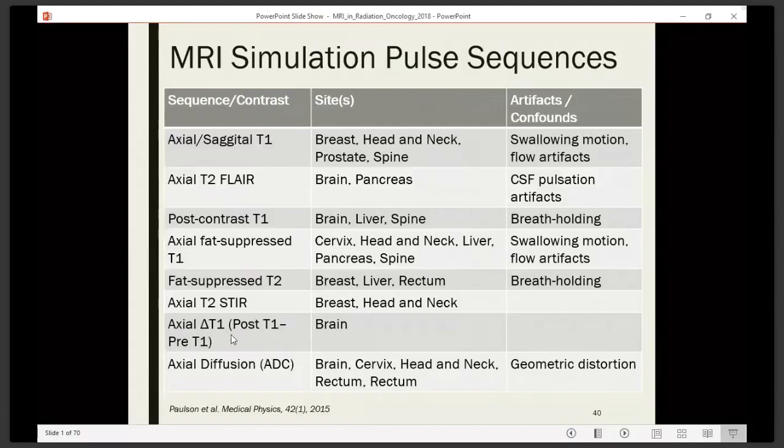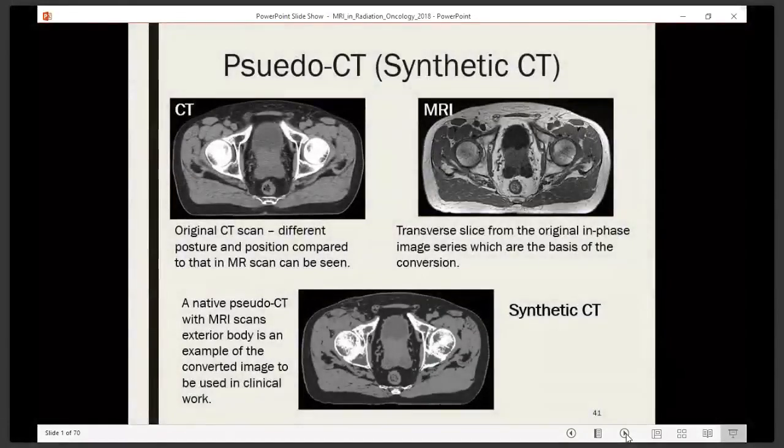And then you can calculate the post-contrast minus the pre-contrast brain image. And then if you're so inclined, you can also do diffusion imaging. As I mentioned, that's becoming a big thing for following up effectiveness of therapy.